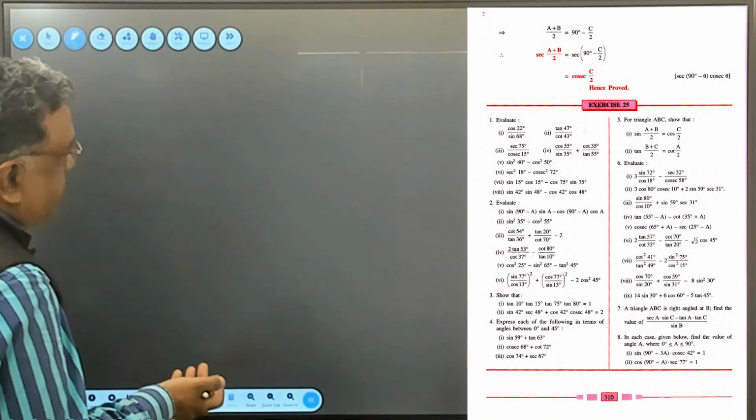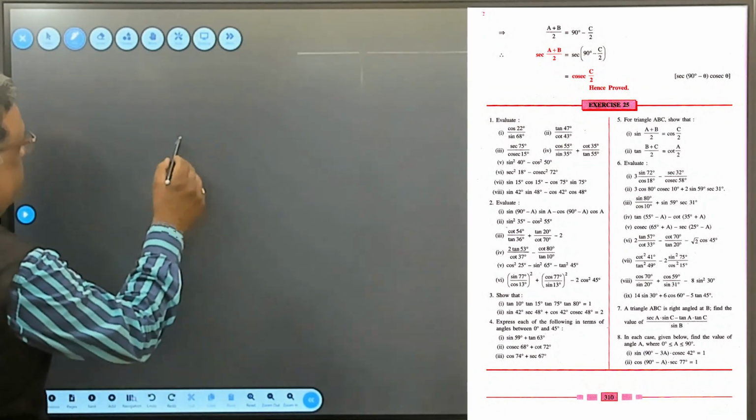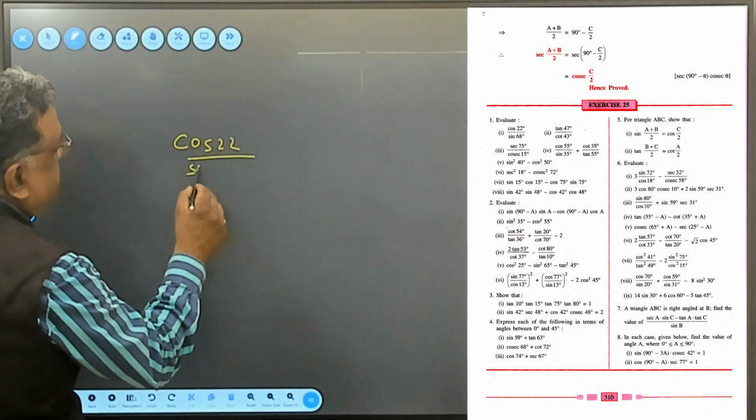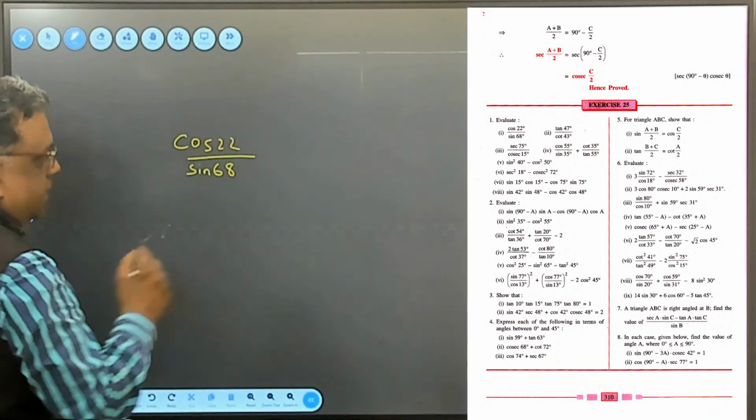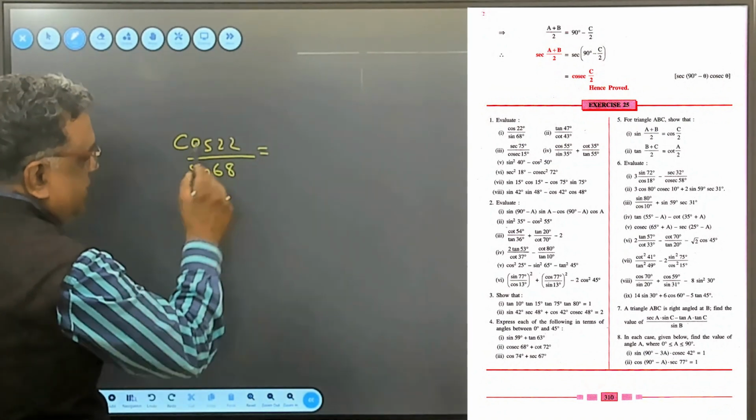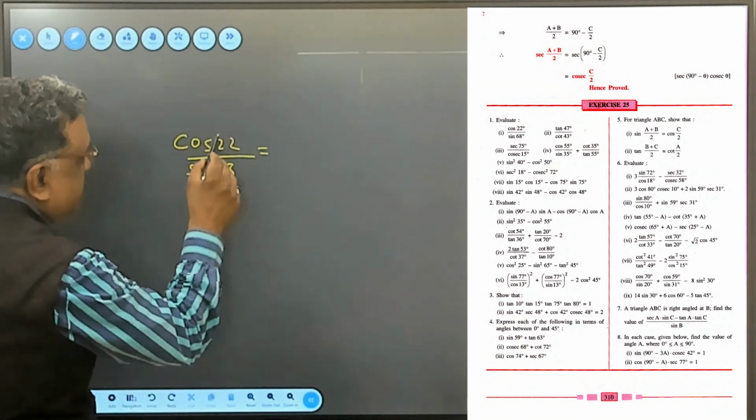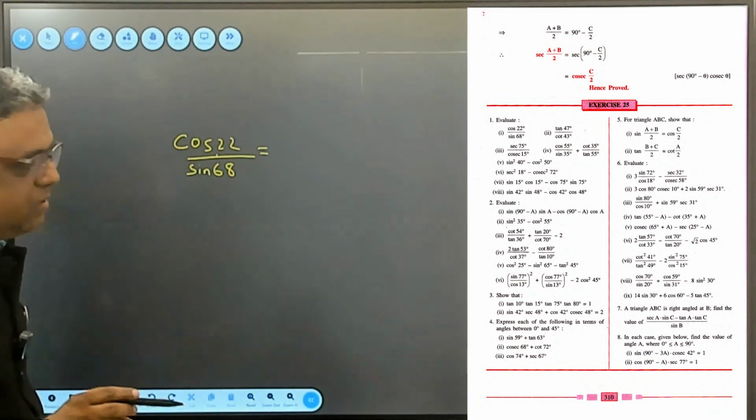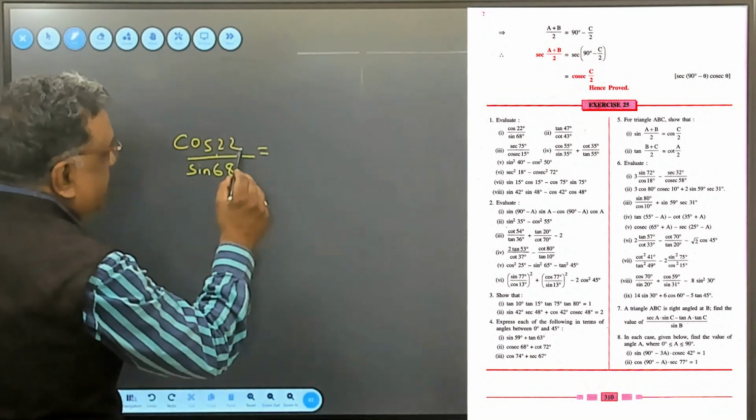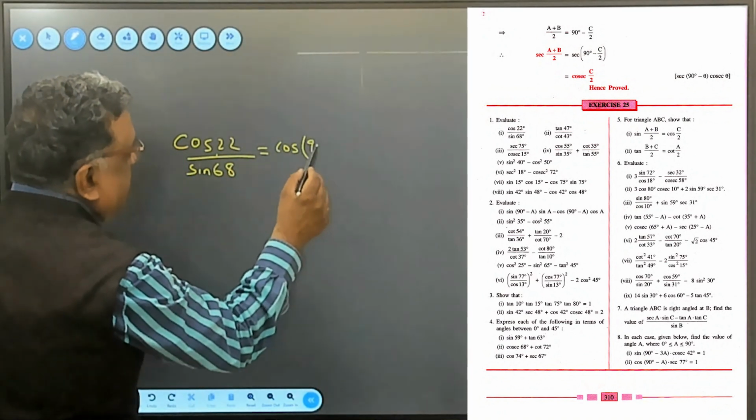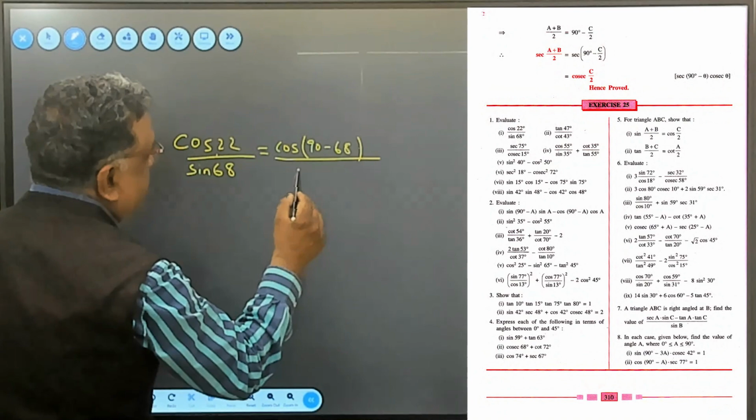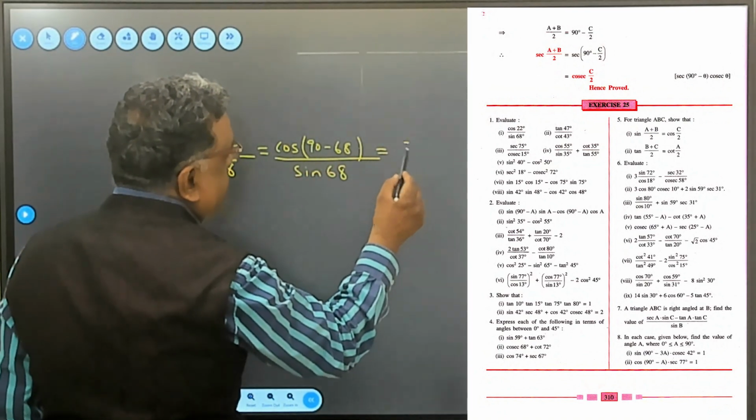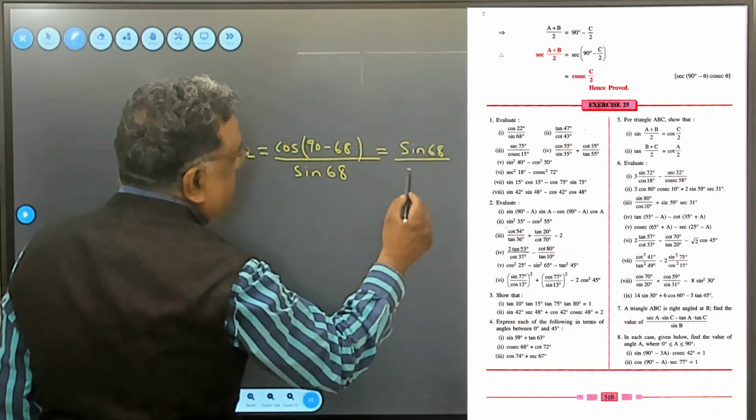Question number 1. The first sum says, what is the value of cos 22 upon sin 68? So always in such types of sums, always try to see the sum of these two. 68 plus 22 is 90. There only you can start using your fundamentals. Cos 22, I can write it as cos 90 minus 68. Can I write it this way? Because 90 minus 68 is 22. Now cos 90 minus theta is sin theta, so I can write it as sin 68 upon sin 68. So that will be 1.